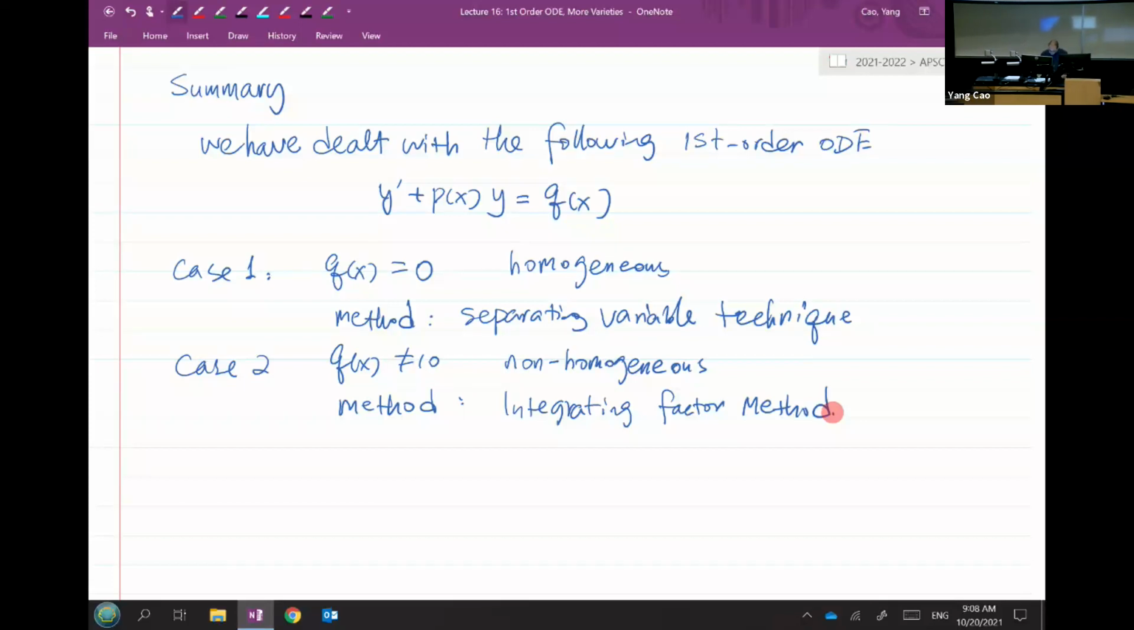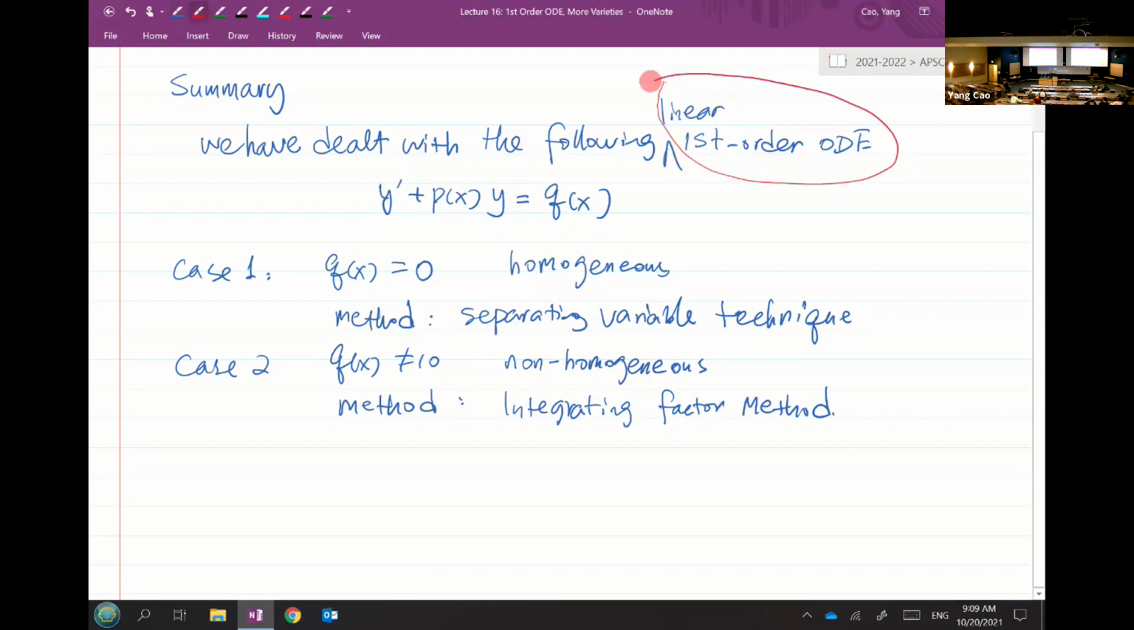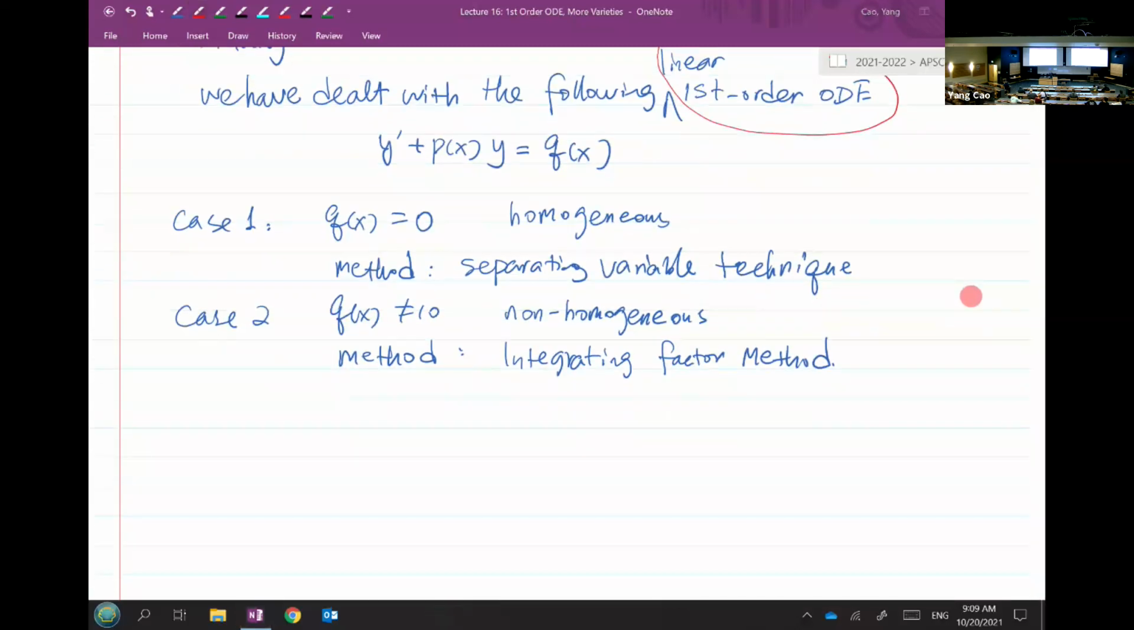So bearing in mind, let's put a keyword here, sorry, I missed the keyword. So far we have dealt with the two cases, they're all linear first order ODE. The cases that we're going to look at today, after the first example, are not necessarily going to be linear ones. So let's take a look at this case number 2.